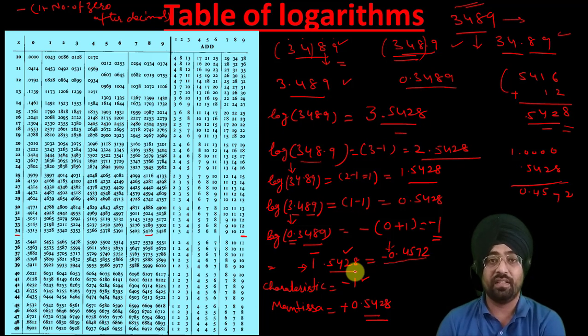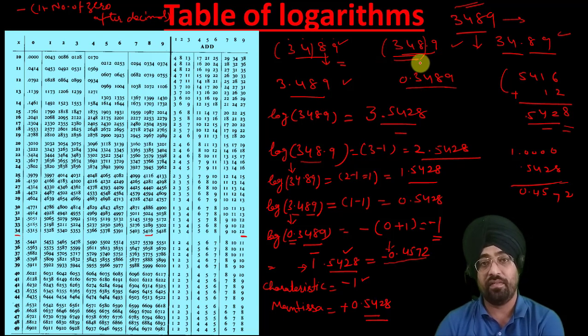When we have to find mantissa, if decimals are there, just forget about the decimal, choose 4 digits, then find it with the help of this table. When we have to find characteristic, we just consider the integral part, the part before the decimal. And you can remember a simple rule: if the number is between 1 and 10, its log value will be between 0 and 1.